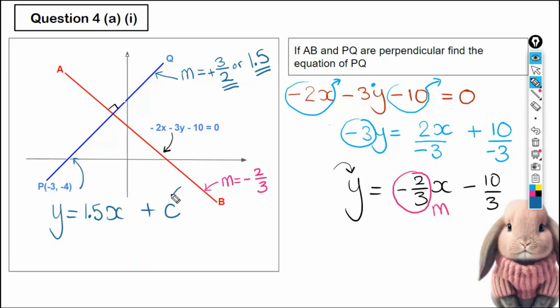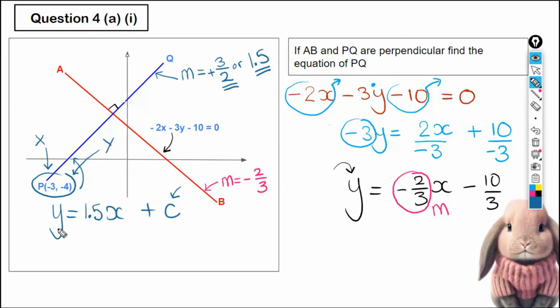We still need to find c. To find c, we need a point on the blue line, because we're trying to find the equation of the blue line. Once again, I find the examiner was being very nice to us. He gave us a point on the line. According to that point, x is minus 3 and y is minus 4.